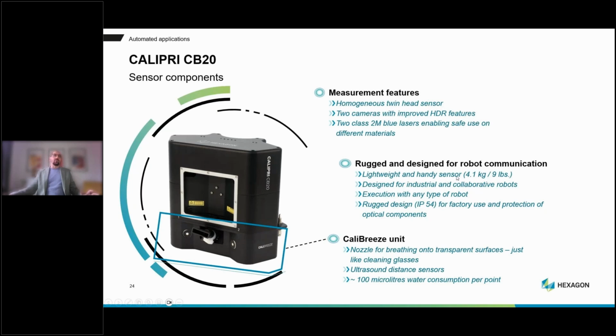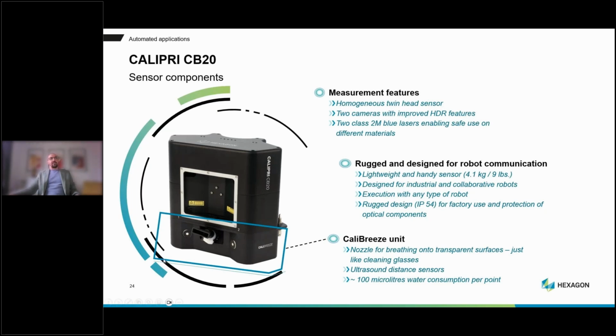So it can be used by every robot type, industrial and collaborative. It's IP54 approved, so it can be used in all company and in all factory positions.